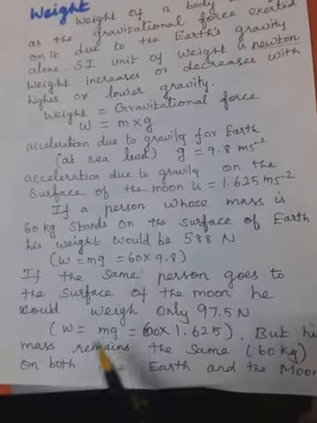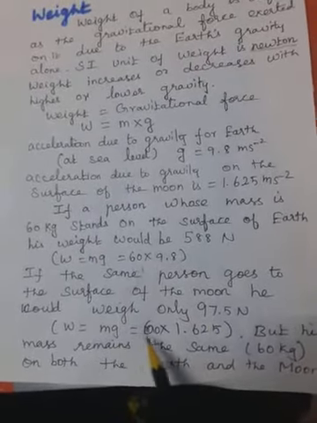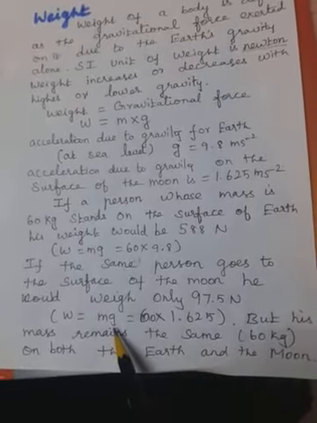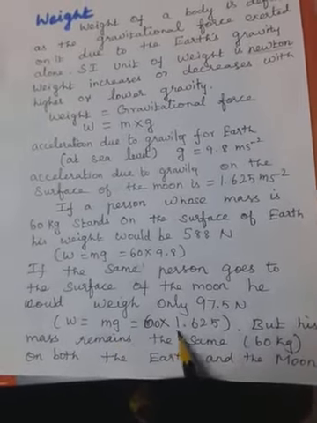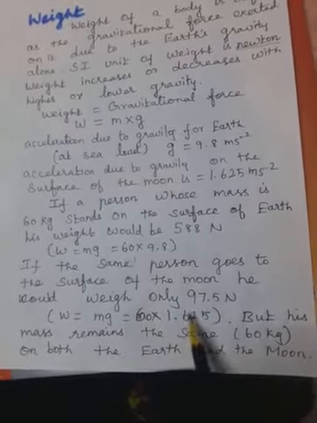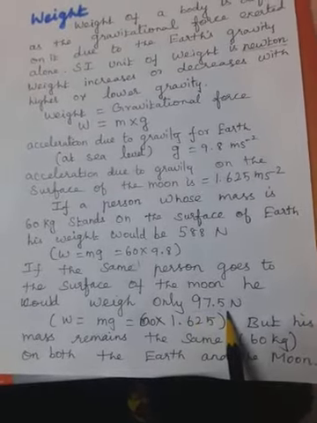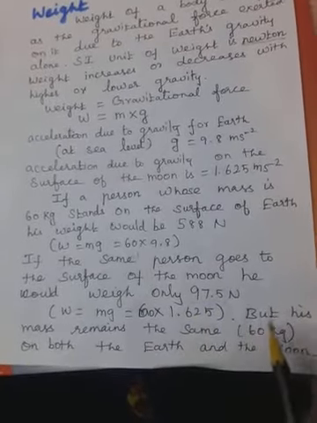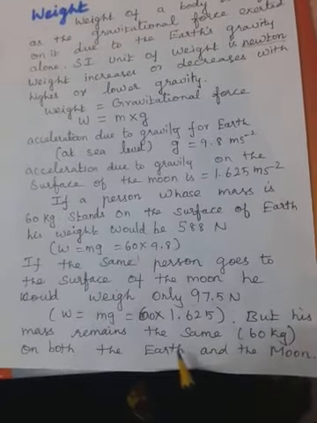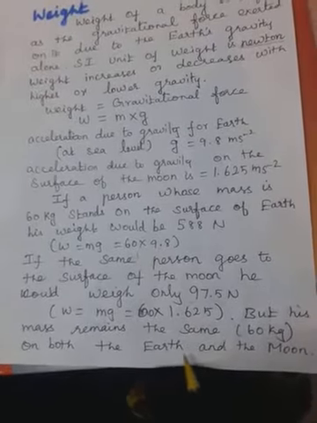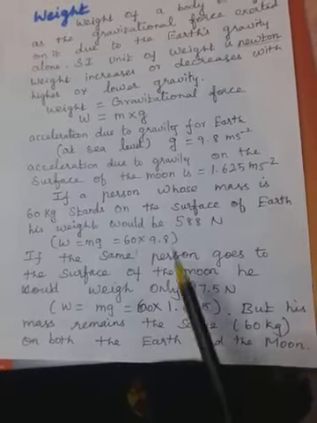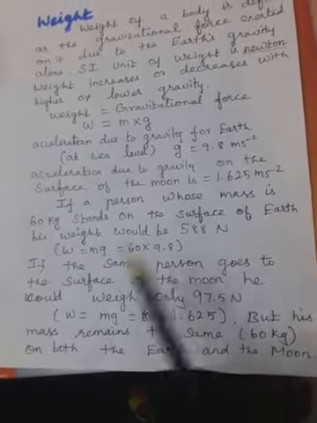Next, if the same person goes to the surface of the moon, he would weigh only 97.5 Newton. How? W is equal to mg. m is 60, and the acceleration due to gravity on the surface of the moon is 1.625. Multiplying, we get the answer 97.5 Newton. But his mass remains the same on both the earth and the moon. This is the difference between mass and weight.